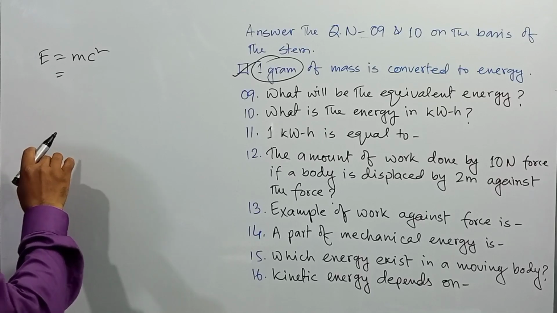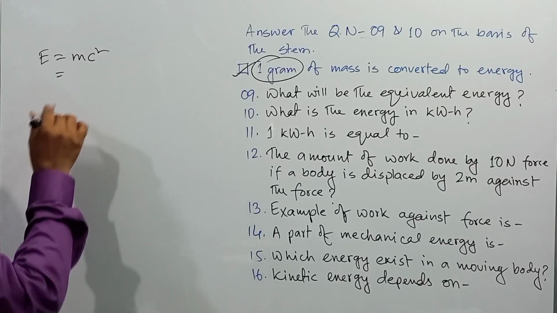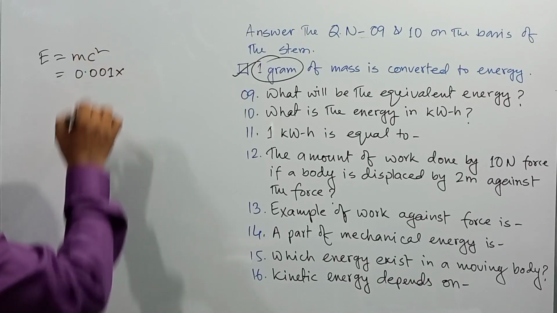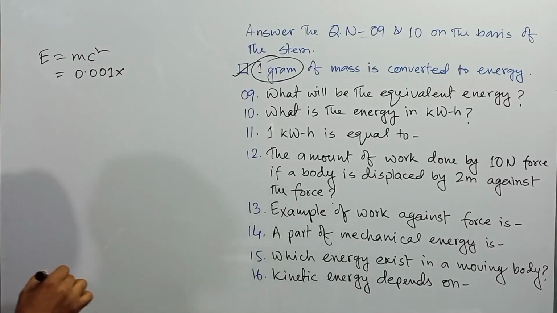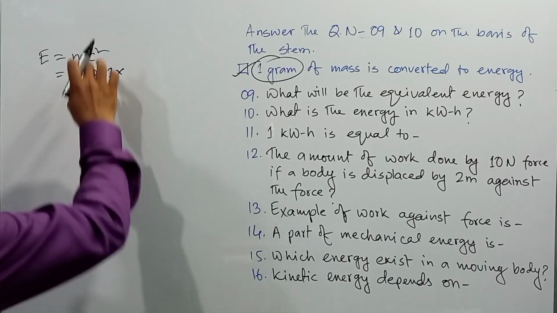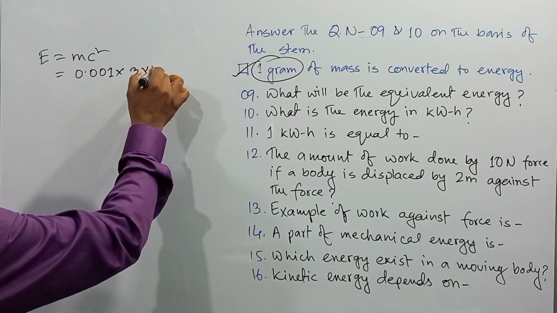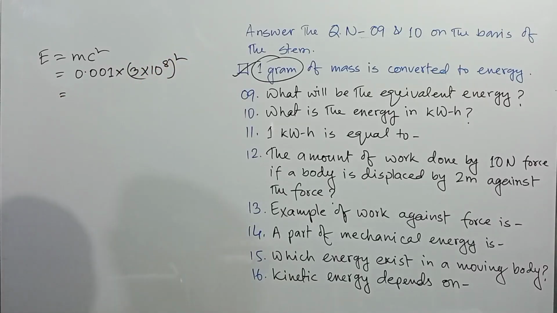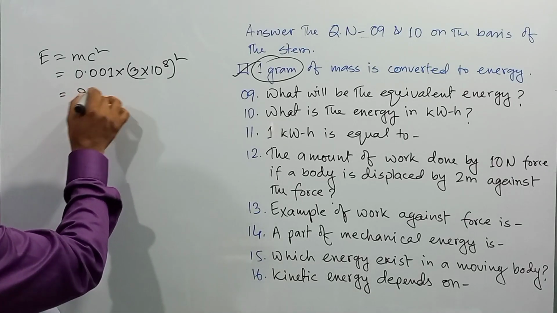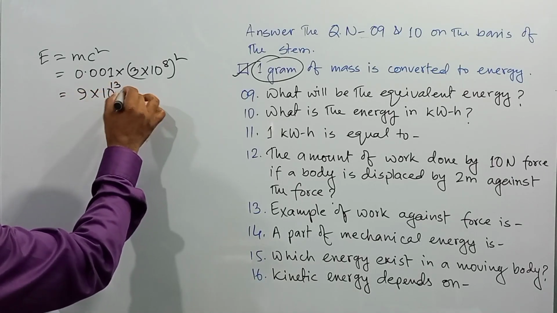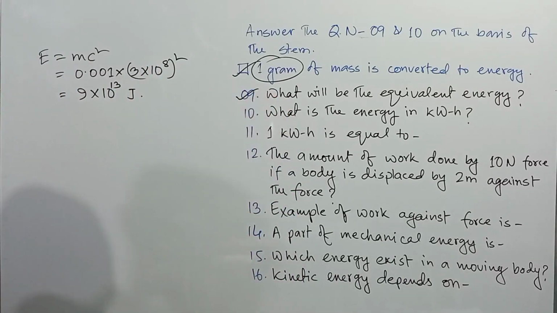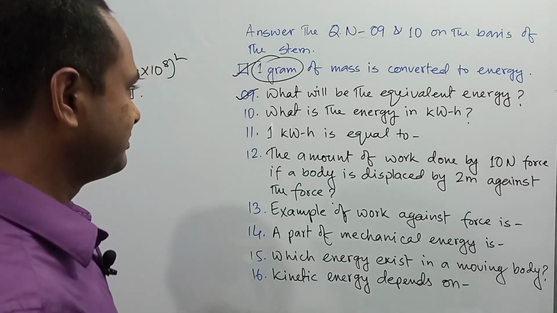So first we need to convert the mass into SI unit, so it will be 0.001 multiplied by c square. You know, the velocity of light, which is denoted by c, is 3 into 10 to the power 8, squared. So after the calculation you will get 9 into 10 to the power 13 joule. So this is the equivalent energy produced from 1 gram of mass.